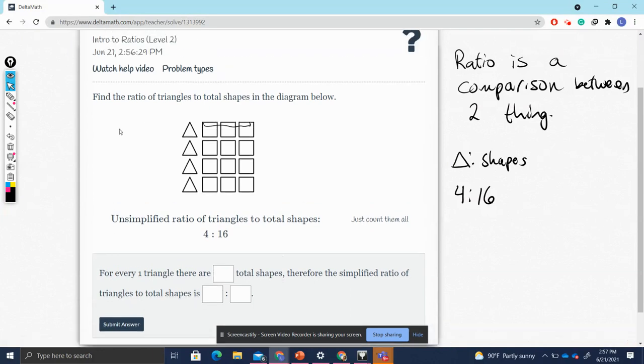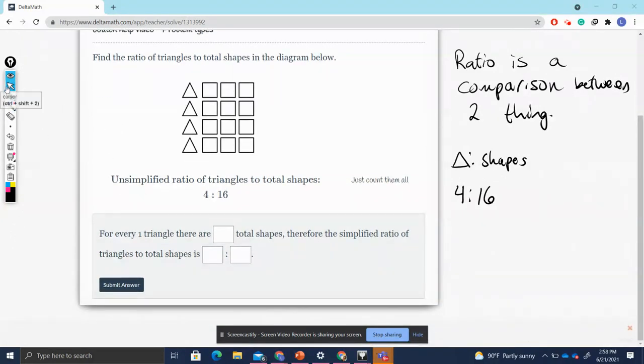Now to simplify, we can simplify ratios the same way we simplify fractions. For every one triangle, there are how many total shapes? So in this case, for every one triangle, let's simplify. If we can divide by 4 to get one triangle, we'll divide this side by 4. We see there are 4 shapes. So for every one triangle, there are 4 shapes. Let's go ahead and type that in. So the simplified ratio is that for every one triangle, there are 4 shapes.